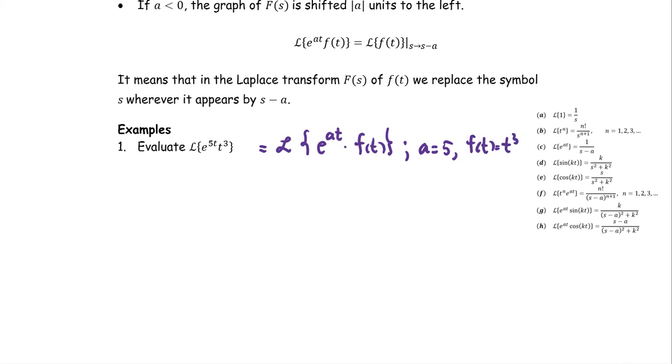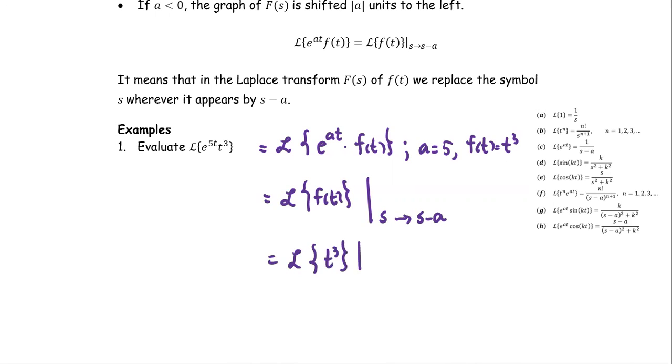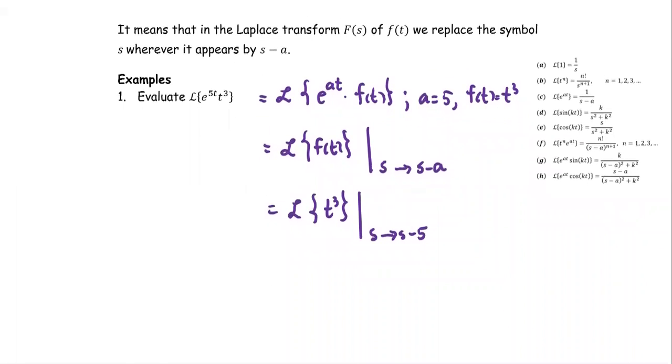Once you see this, you apply the first translation theorem, which means it's the same as the Laplace of the function of t, but we shift s to s minus a, and in this case it's s minus 5. So the Laplace of t to the third power, whatever we have, we translate s to s minus 5. This is the first translation theorem.